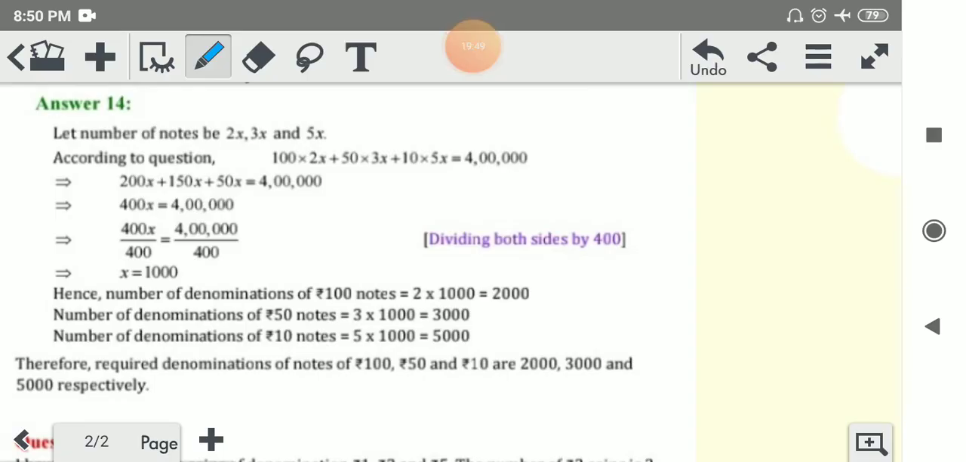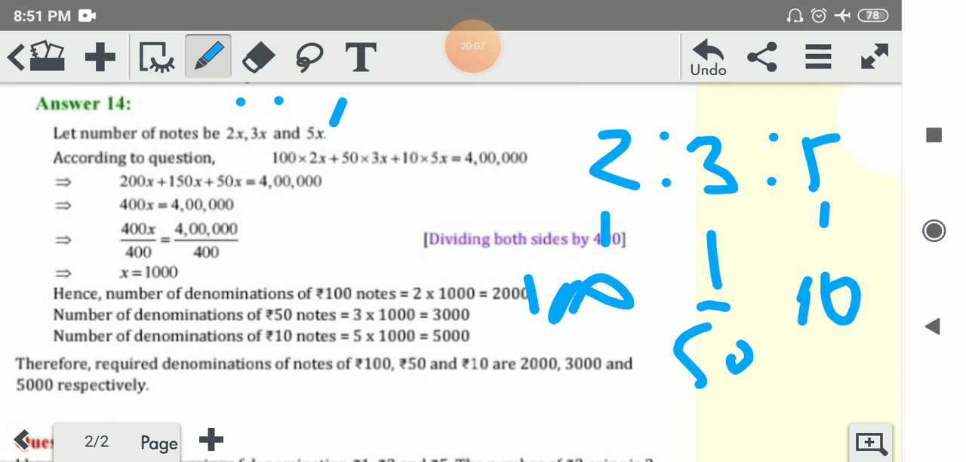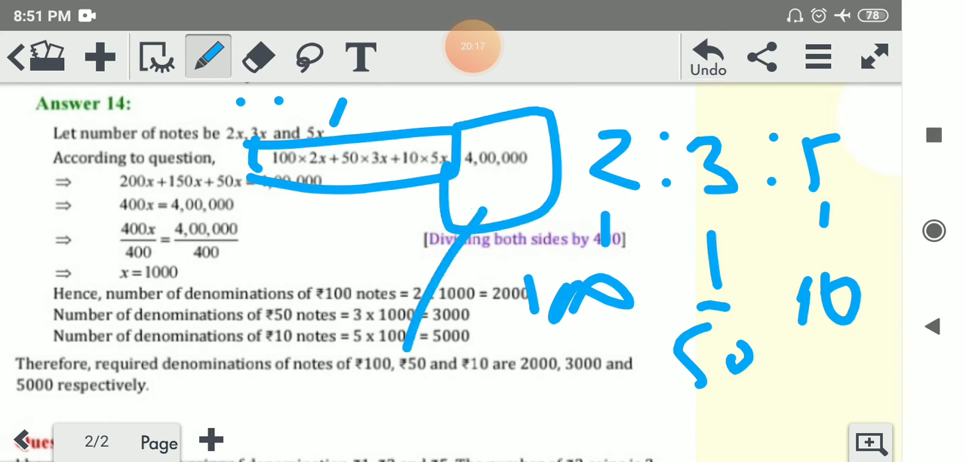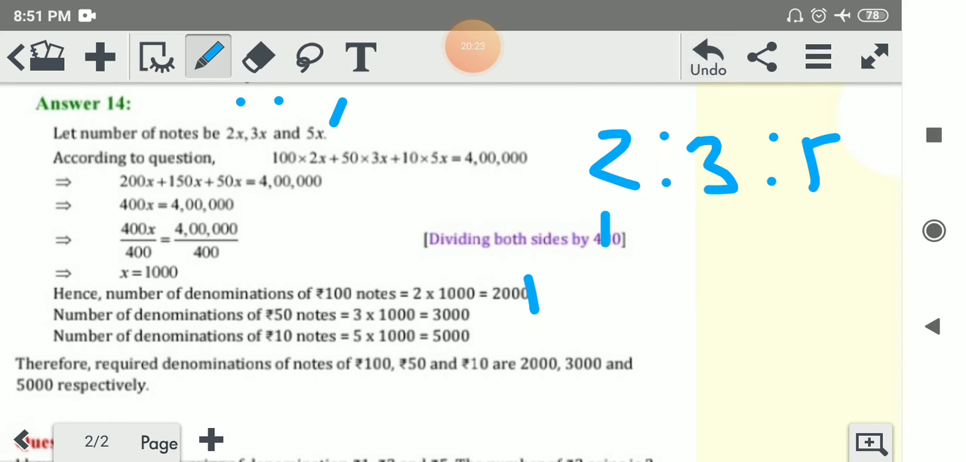Suppose the numbers of notes are 2x, 3x and 5x, because the given ratio is 2, 3, 5. 2 is for the notes of 100, 3 for the notes of 50 and 5 for the notes of 10. When we add it all, we get 4 lakh, because this is the total currency. Now solving for x, we get the value of x as 1000 easily.